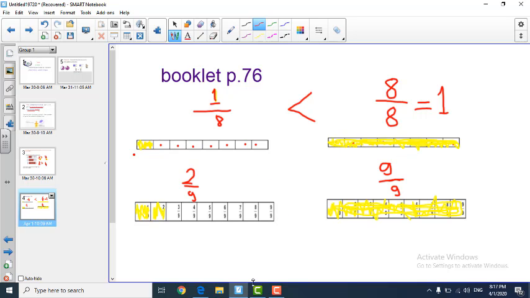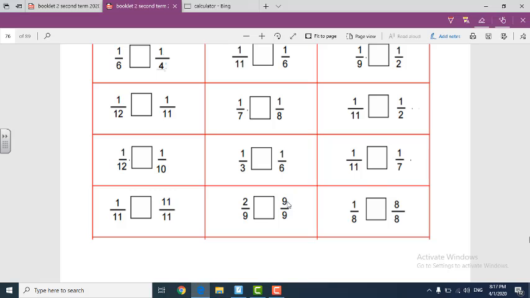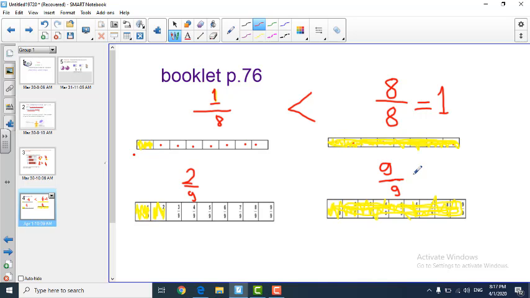And here, another example in the booklet, 9/9 or 2/9, which is bigger? Here 9/9 means 1 whole. It means I colored 9 parts from 9 parts, so I colored it all. And here I colored 2 parts from 9 parts. So 9/9 is bigger than 2/9. Okay, because here I have the same bottom number, so look at the top number. 9 is bigger than 2.